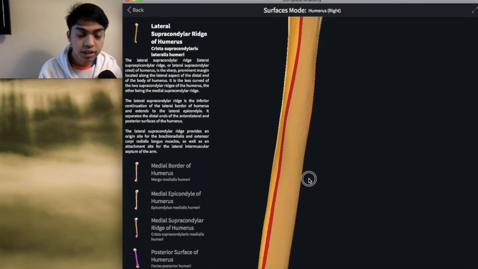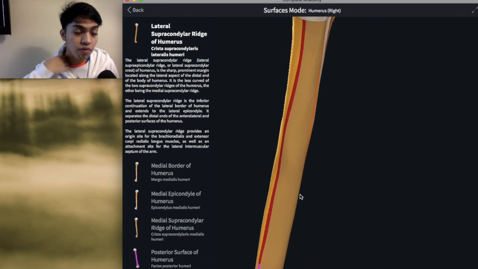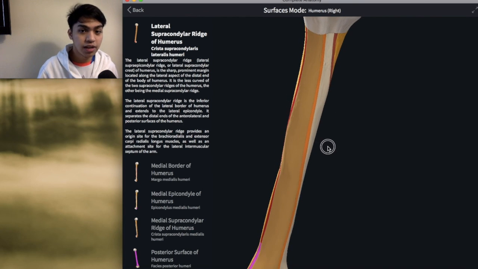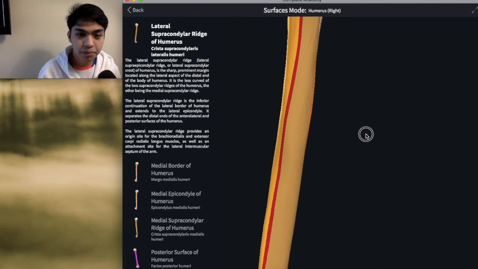Now, this lateral supracondylar ridge provides the origin site for the brachioradialis and the extensor carpi radialis longus muscle, which would be tackled by the next reporters naman. And it is also an attachment site for the lateral intermuscular septum of the arm. I will mention it later in the fascial compartments.